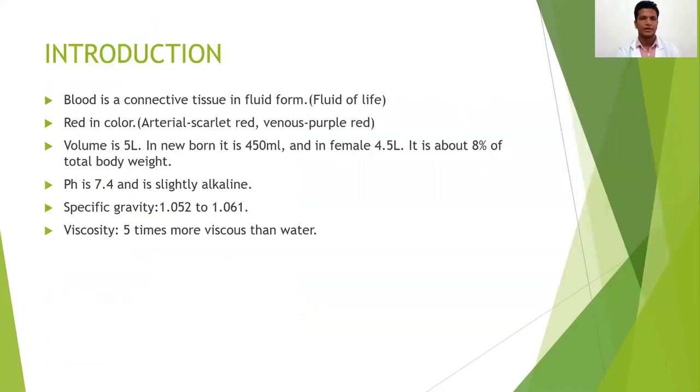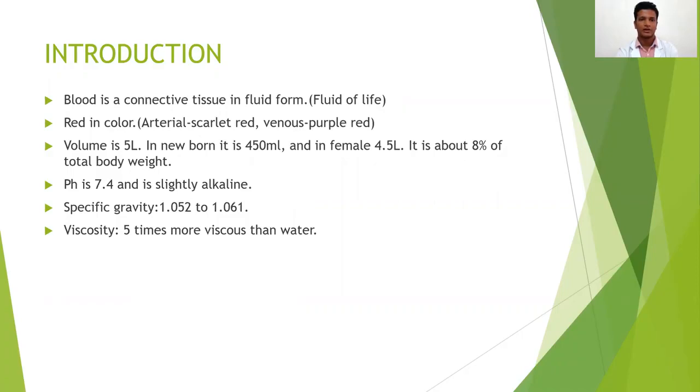Coming to the introduction, blood is a connective tissue in fluid form. It is called the fluid of life. It is red in color, and specifically arterial blood is scarlet red, and venous blood is purple red. Volume is about 5 liters.